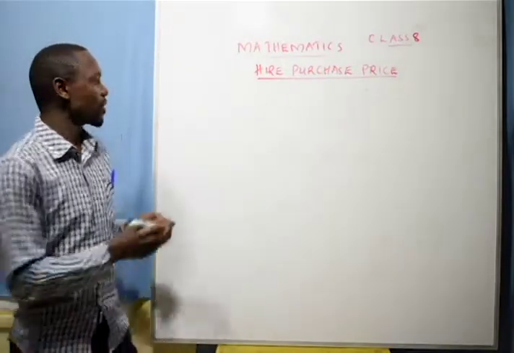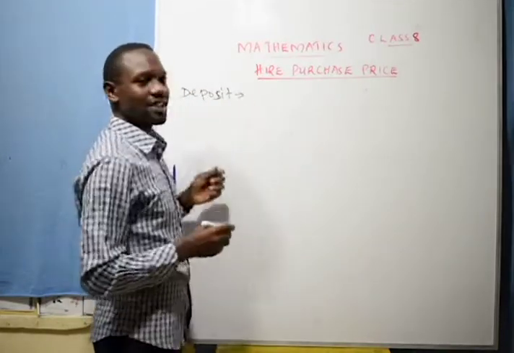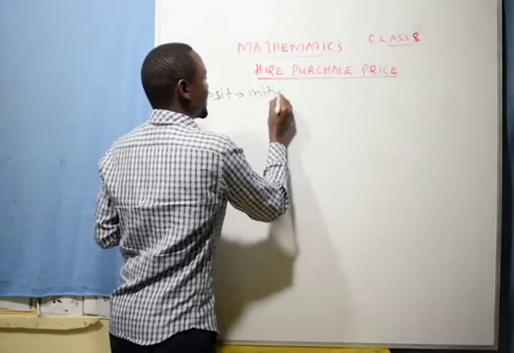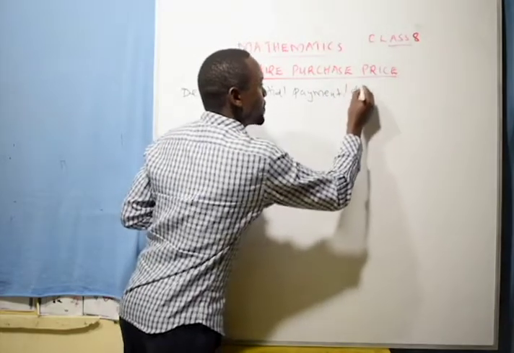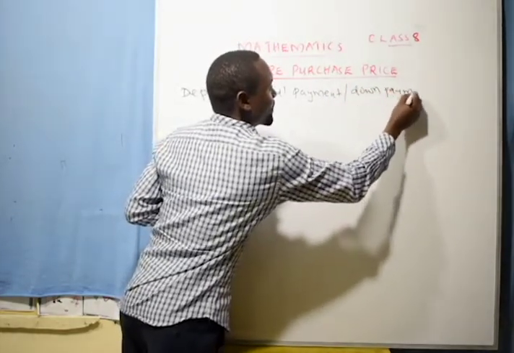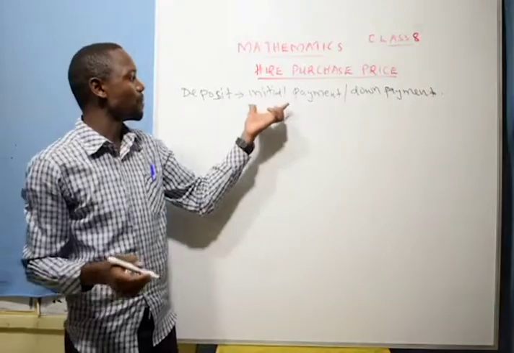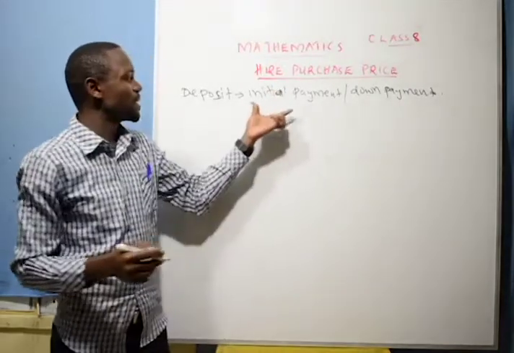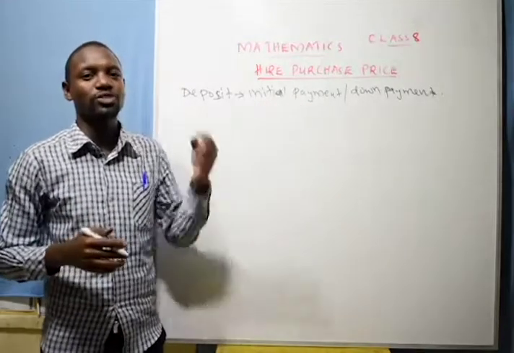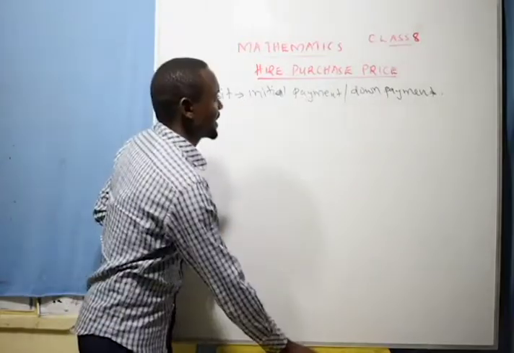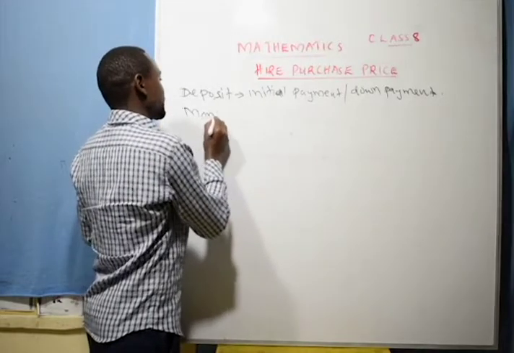So in this topic, we are going to look at the deposit. Deposit, this is the first or the initial payment of an item, which is also called the down payment. You pay the deposit so that you are allowed to go with the item that you are purchasing. You pay the first payment, the initial payment, that is a fraction of the total price of the item. Then the remaining amount of money is what we call the monthly installments.